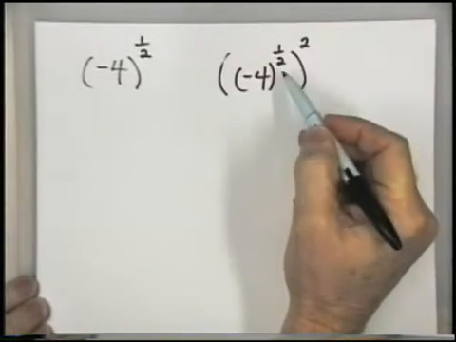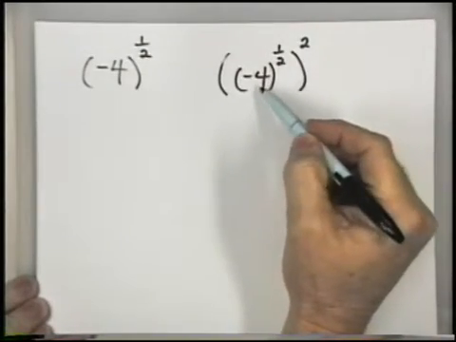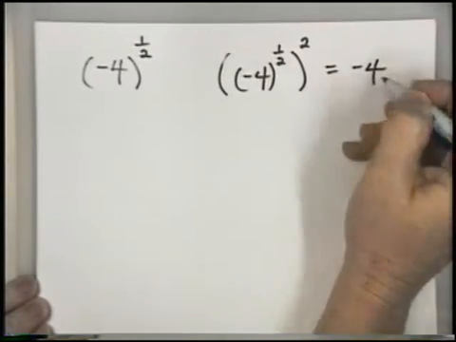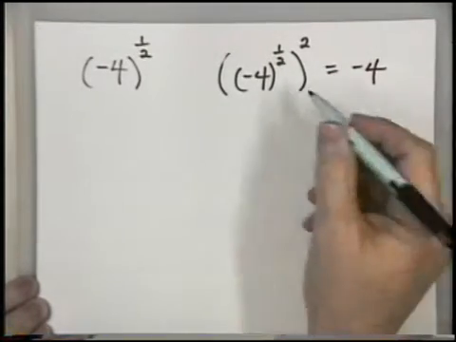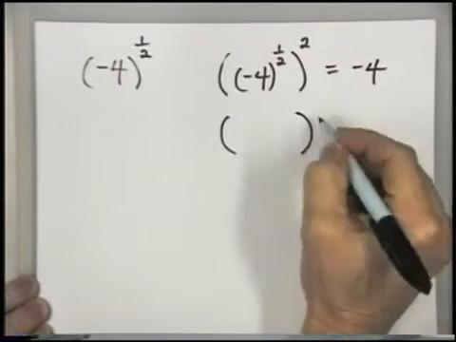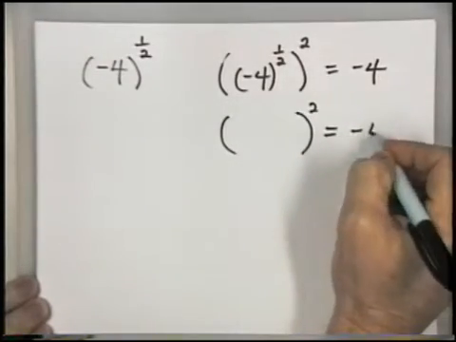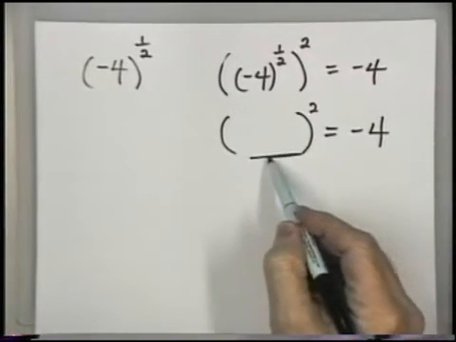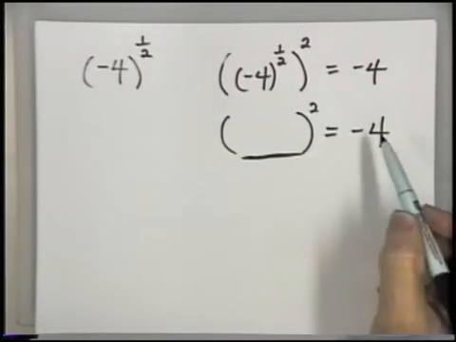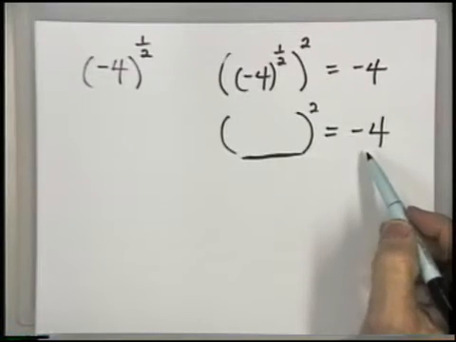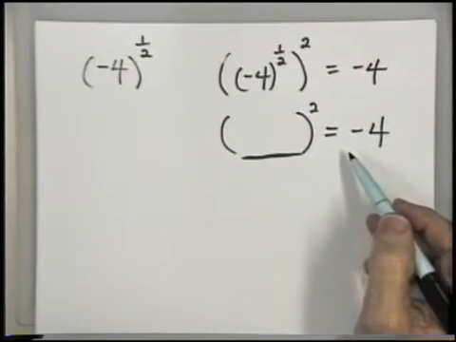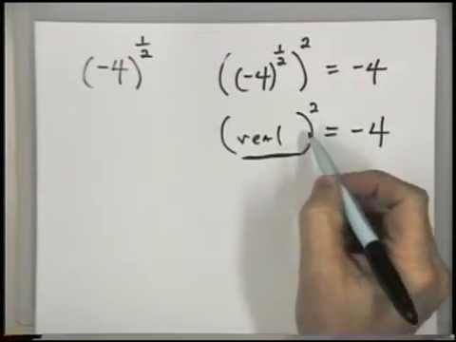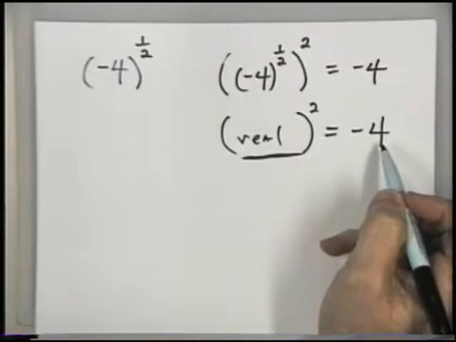The second power of this number should be -4. Well, just take this much of it. The second power of anything, is it possible for it to be a negative? Not if it's a real number. If you put a real number in here and raise it to the second power, you're not going to get a negative.